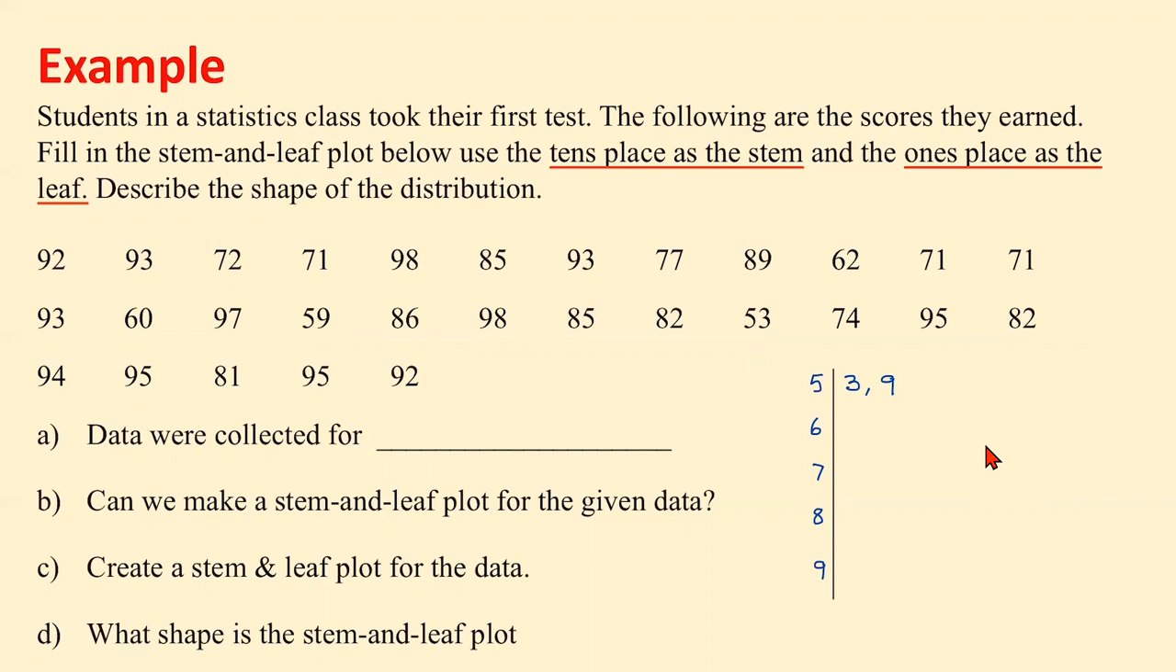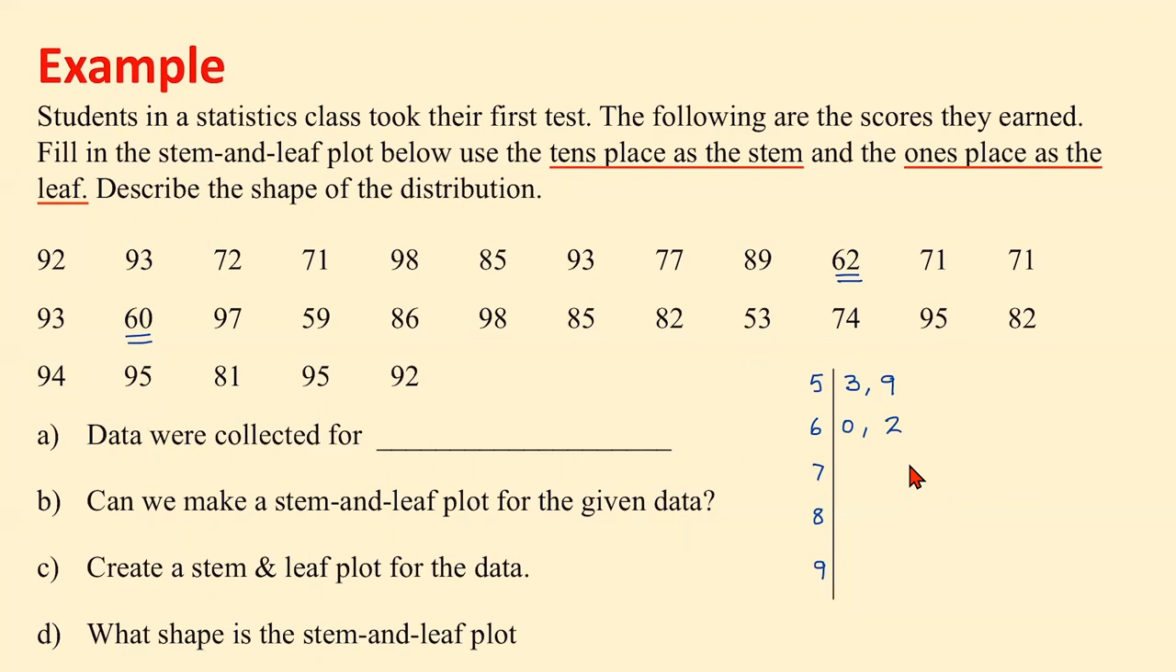Now let's find the numbers in 60s. Here is 60, and then the next number that we have is this one, 62. So we have a 60 and 62. That is for the numbers in 60s.